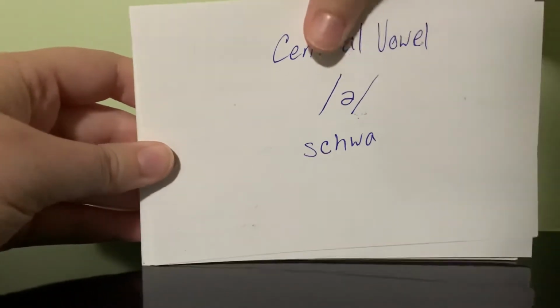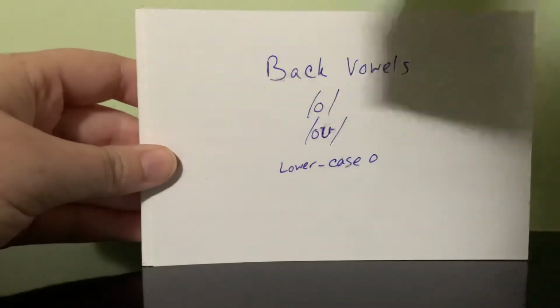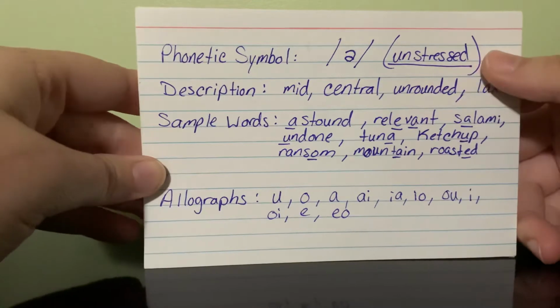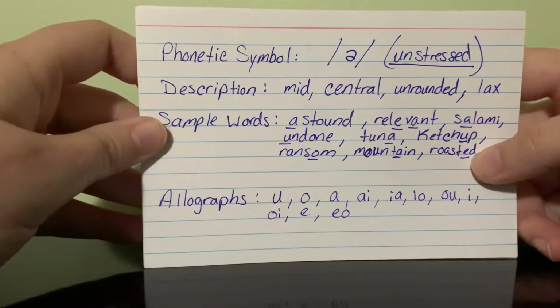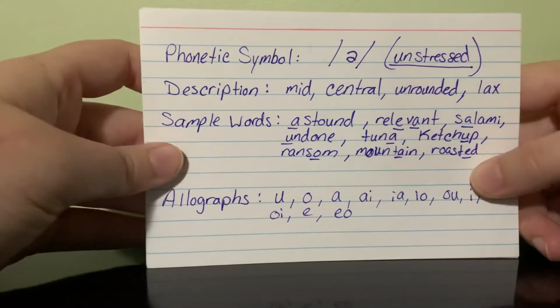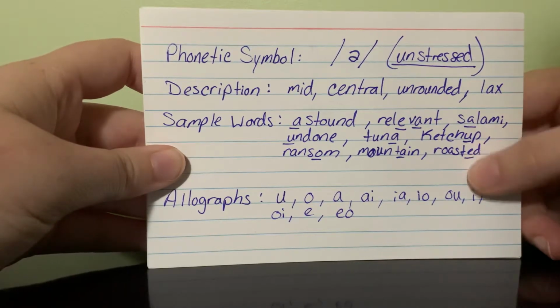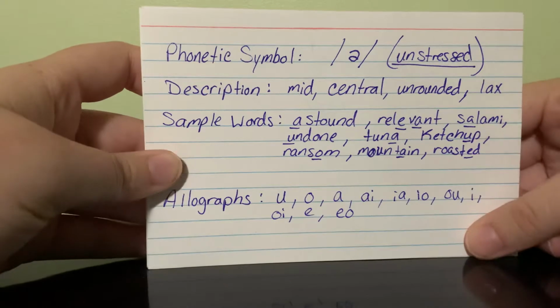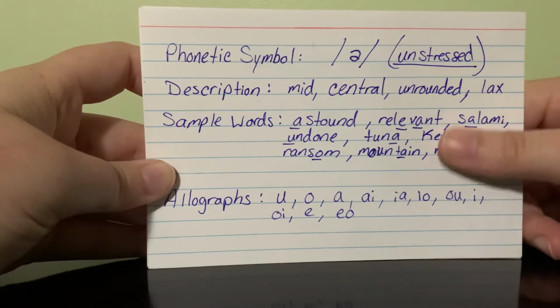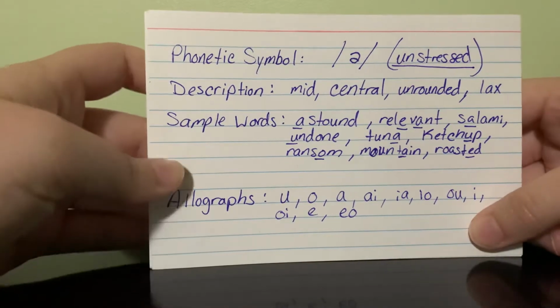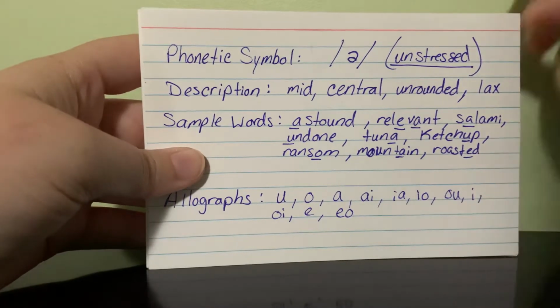And the next one here is the schwa, which is like an upside down E. It also makes the sound, but it's in the unstressed syllable placement. Its description is mid, central, unrounded, and lax. And words such as astound, relevant, salami, undone, tuna, anything making the sound that is unstressed. And the allographs here at the bottom that it can show up as or appear as in the words itself.